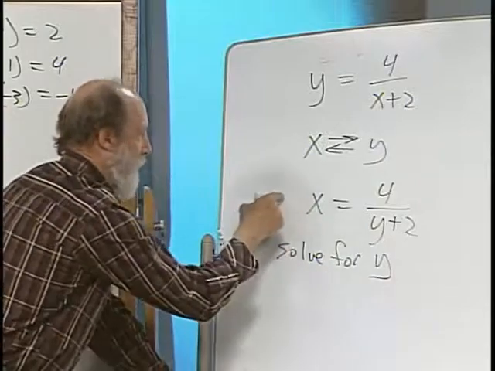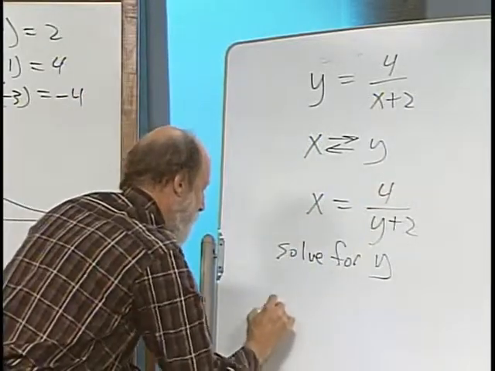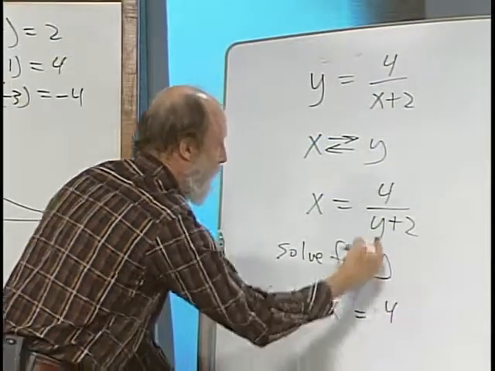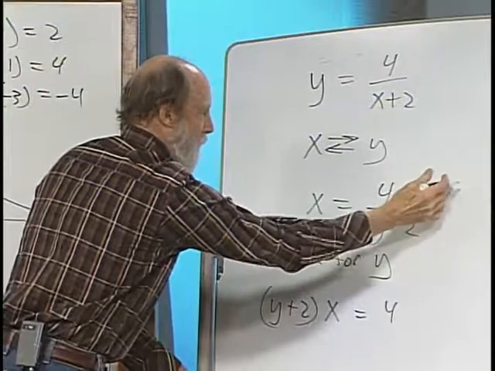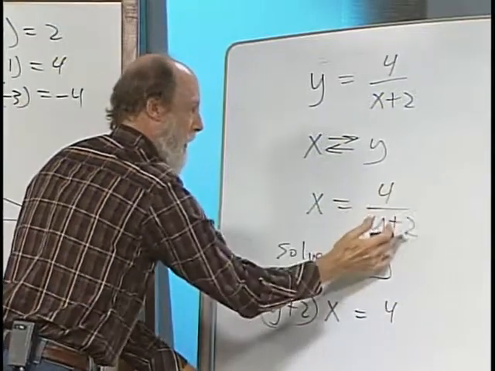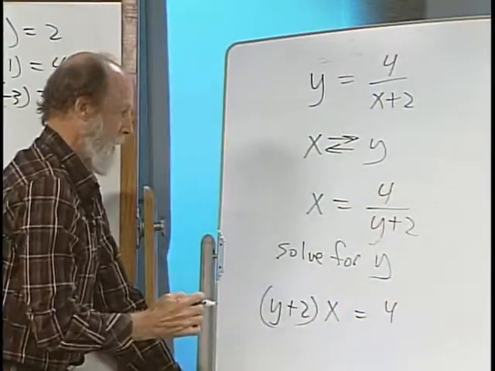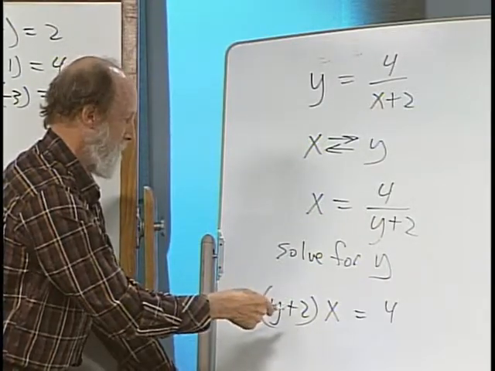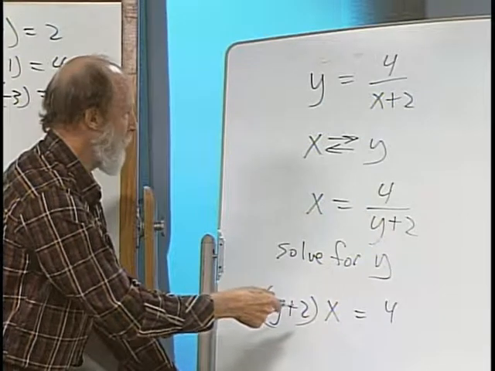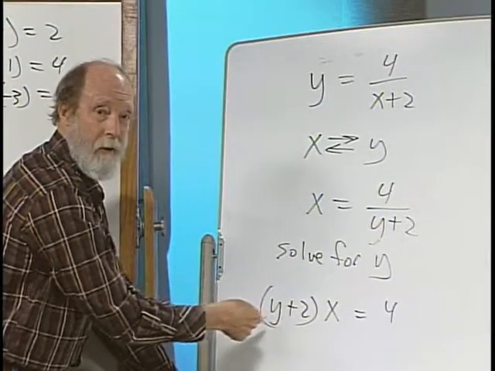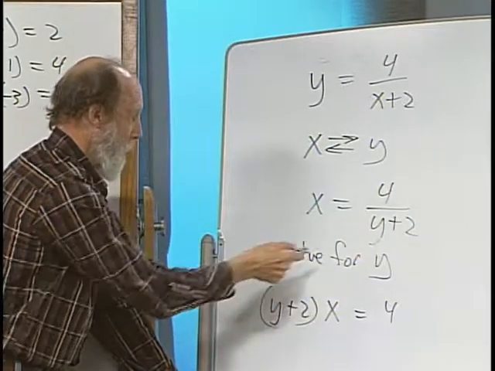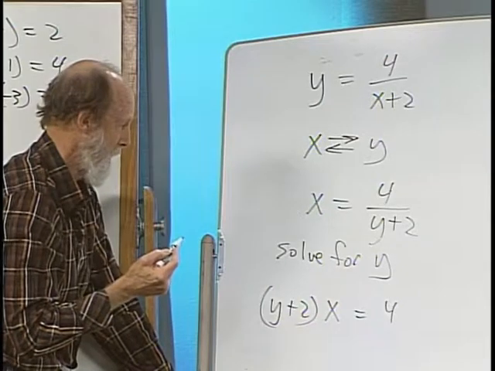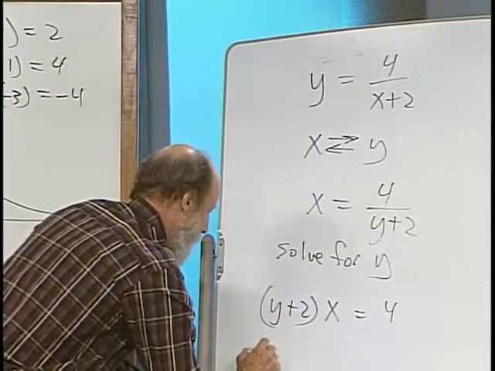So multiplying both sides of this by y plus 2, we get y plus 2 times x equals 4. Multiplying by y plus 2, you're going to lose the y plus 2's. Okay, so we get this. And don't forget what we're trying to do here. What are we supposed to do here? Solve for y. So how do we solve for y? Probably distribute the x.